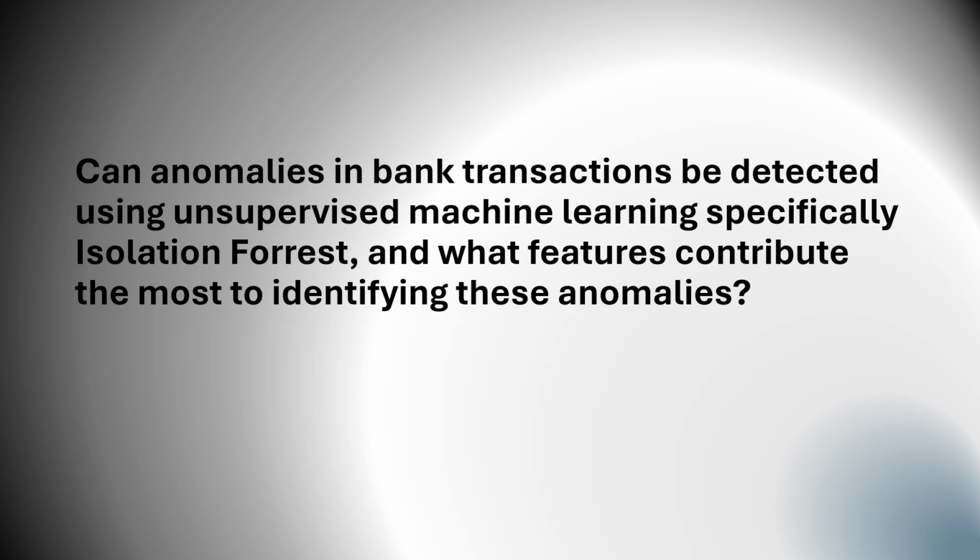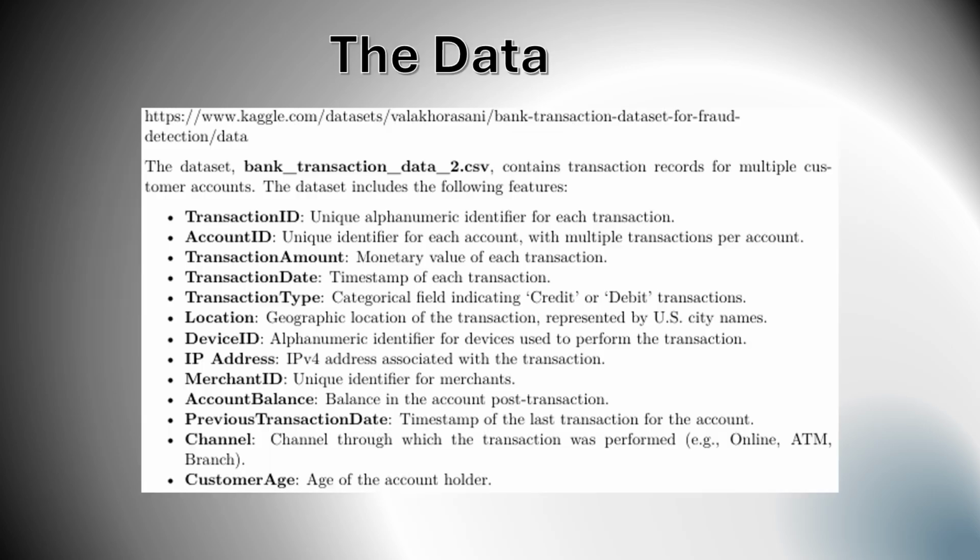The analysis uses a dataset containing transaction details, customer information, and contextual data. Our data comes from Kaggle.com, the Bank Transaction Dataset for Fraud Detection. And here are some of the variables that we'll be working with. Variables of particular interest are things like transaction amount, account balance, a customer's age, the date, transaction type, and login attempts.